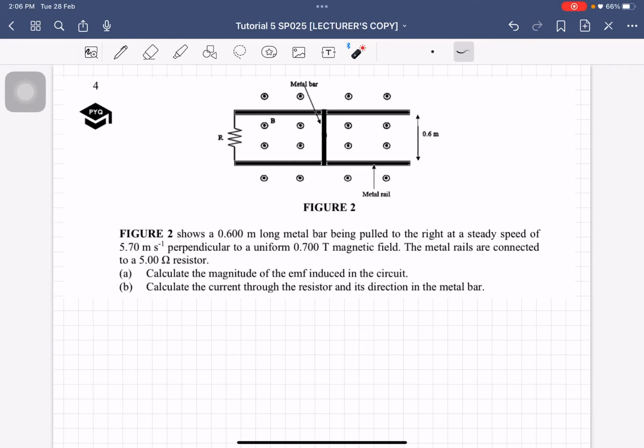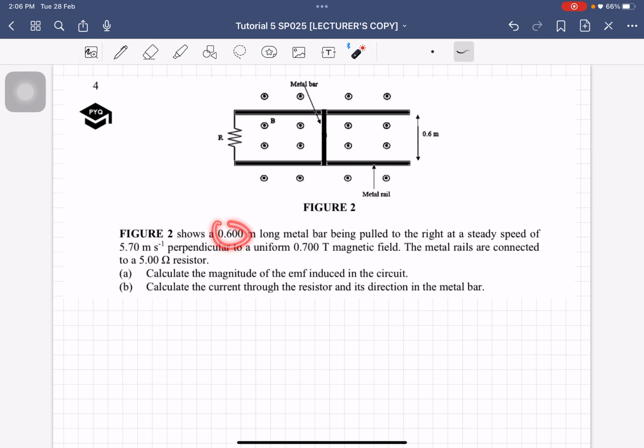Question number 4 pula. This is a past year question. For my class, we've discussed this before this tutorial questions came out. So this is basically just repetitive, so I'm just basically repeating this to you lah. Okay, so this is a long metal bar.